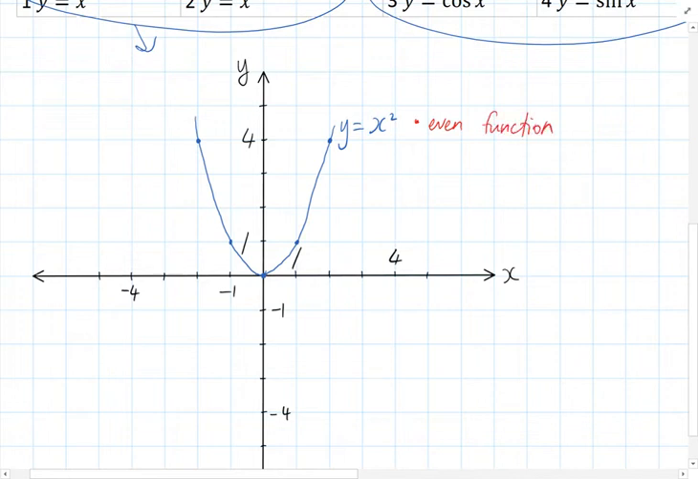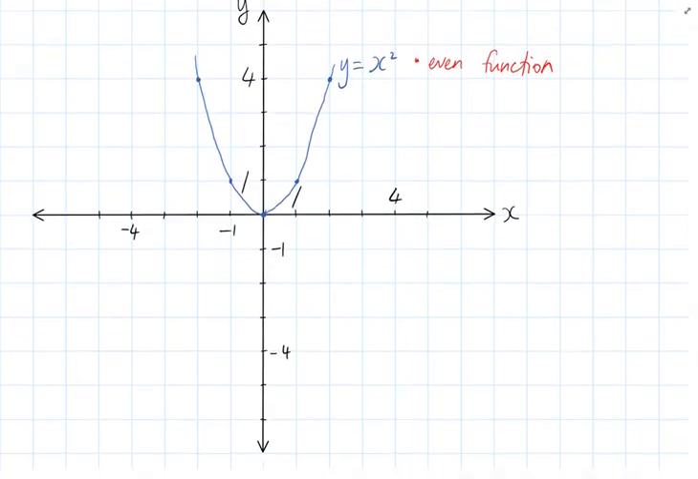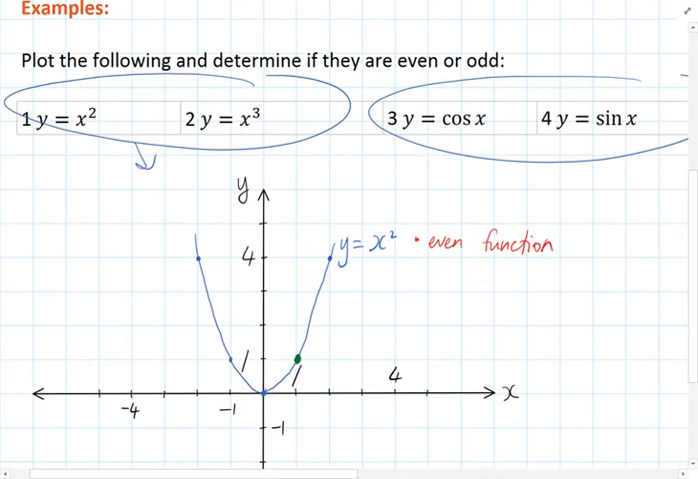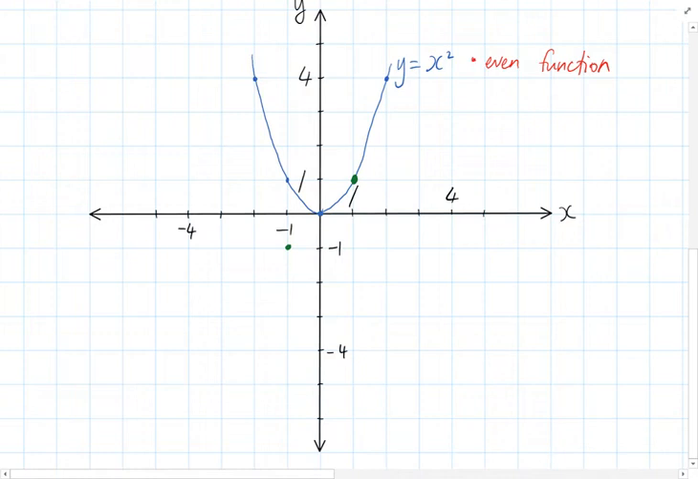Okay, so let's look at the next graph, which is y equals x cubed. And so 1 cubed is still 1, and 2 cubed is 8, well that's way off the scale. Negative 1 cubed is negative 1, because negative 1 times negative 1 times negative 1 is negative 1, and negative 2 cubed is negative 8. So we're going to have a graph that looks something like this. It goes through like there and then curves back down.